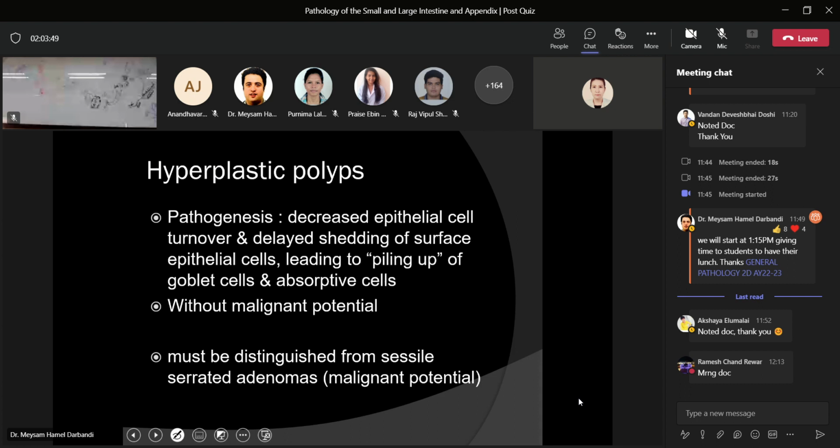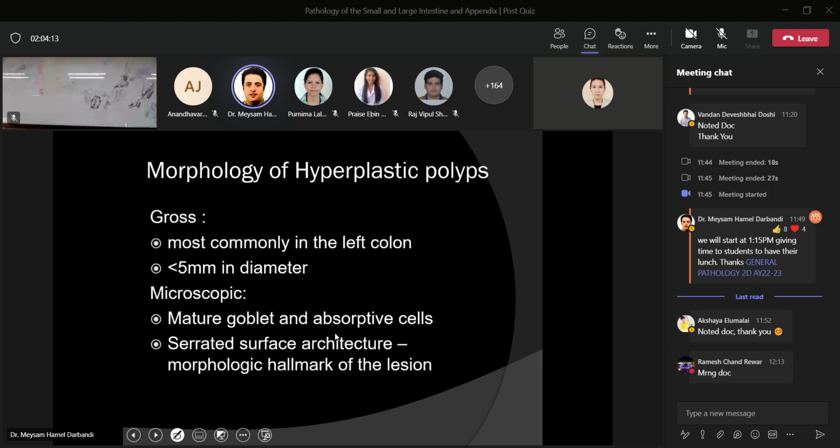Hyperplastic polyps. Pathogenesis is decreased epithelial cell turnover and delayed shedding of surface epithelial cells, leading to piling up of goblet cells and absorptive cells. There is no malignant potential, right? It must be distinguished from the sessile serrated adenoma, which has malignant potential. We will discuss it later. Morphology of hyperplastic polyps: most commonly in the left colon, less than 5 millimeters in diameter, with mature goblet and absorptive cells. You will see a serrated surface architecture, the morphologic hallmark of the lesion.